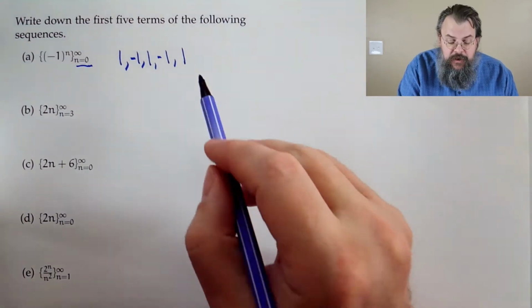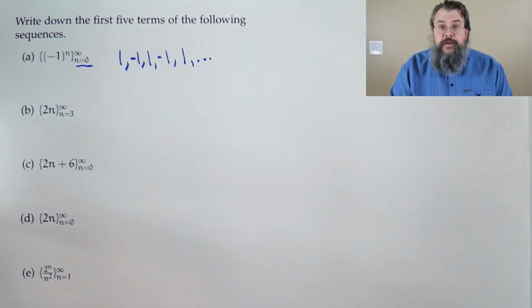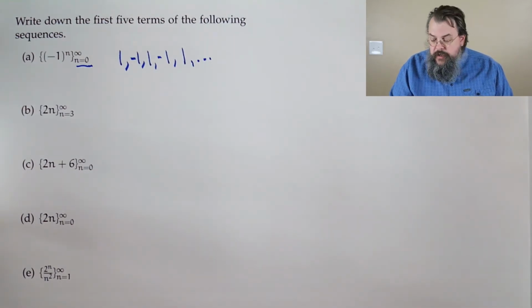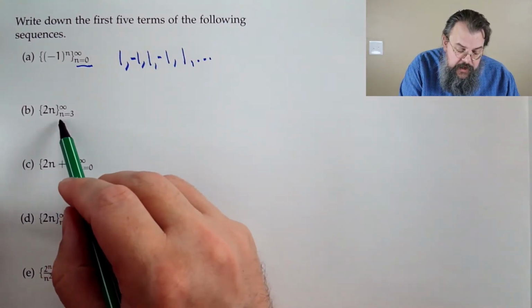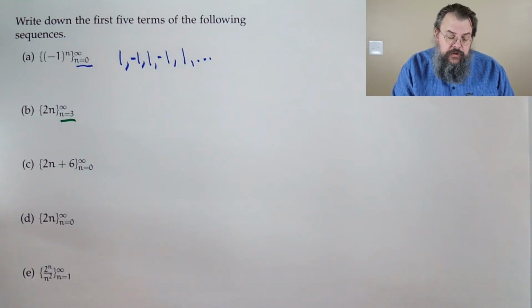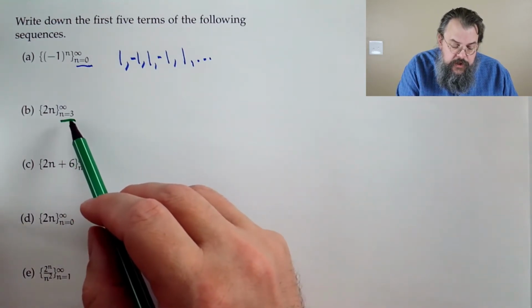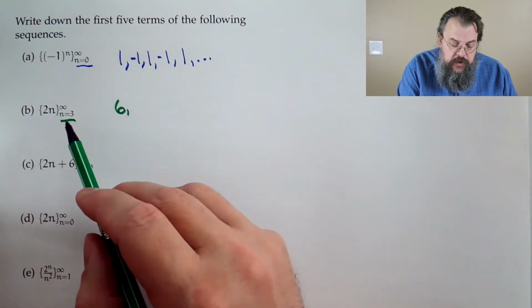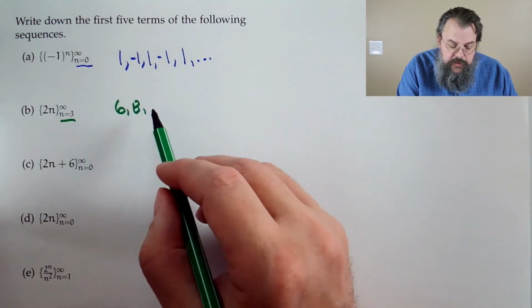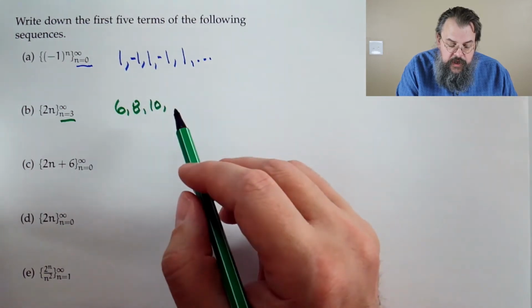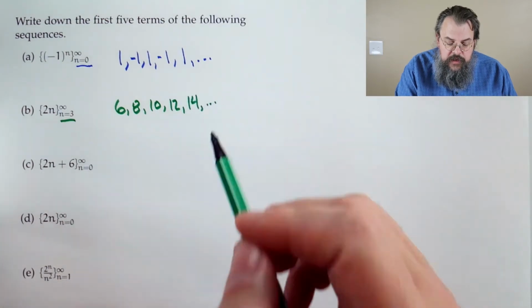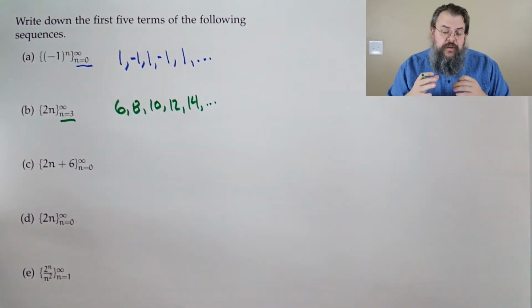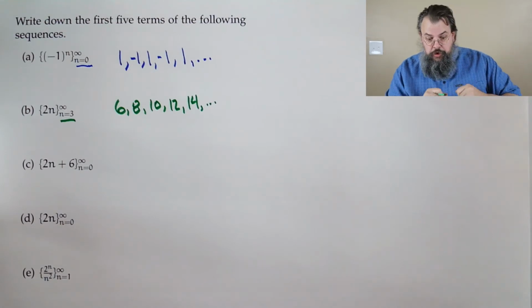Now remember, it's going to keep going, but I only needed the first 5 terms. All right, well, next one. 2n. And note here, where do we start? We start at 3. So what do we do? Well, 2 times 3, 6. 2 times 4, 8. 2 times 5, 10. 2 times, where are we up to? 6, 12. 2 times 7, 14. And there we go. So our sequence starts 6, 8, 10, 12, 14.